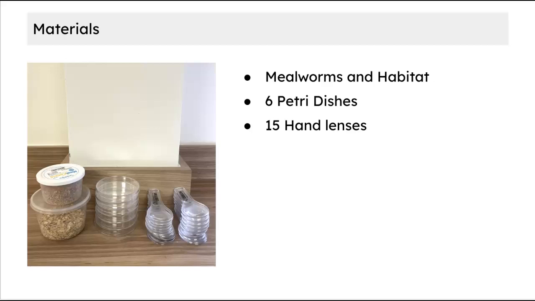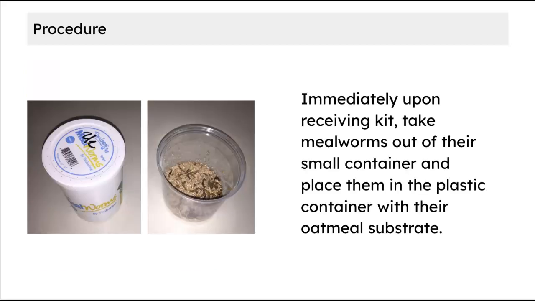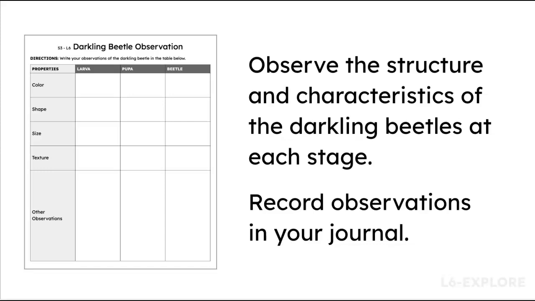For the Explore portion, you'll put students in groups for the darkling beetle observation investigation. See the teacher tutorial for an example of the setup and procedure. You'll provide all students with a hand lens and pass out the darkling beetle observation student journal page.